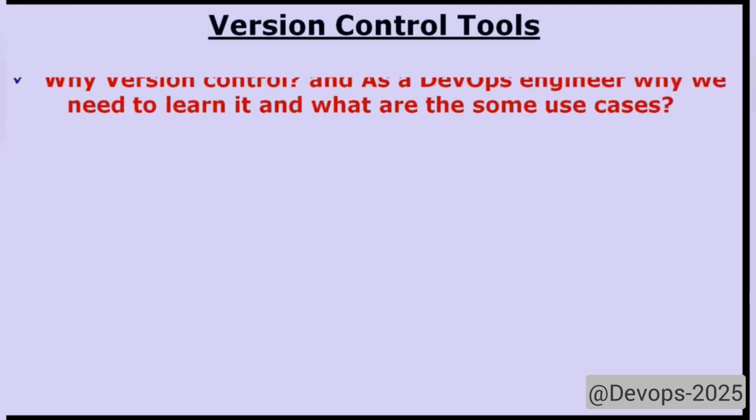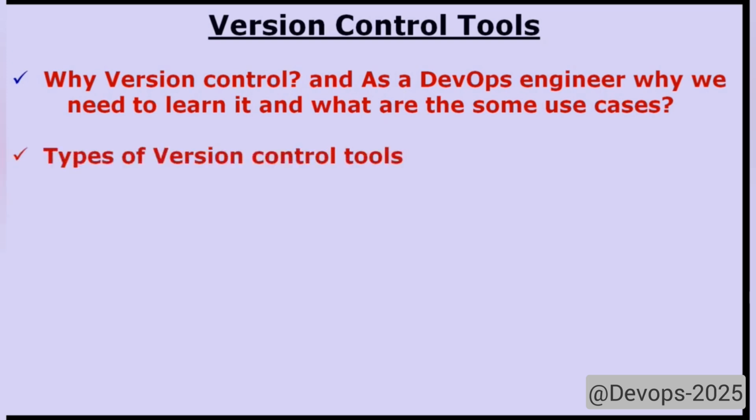In this tutorial, we will see what a version control system is, and then, as a DevOps engineer, why we need to learn this version control system and tools, and what some real-time use cases are where we can use it. Then we will see the types of version control tools available in the market. So that is how we can split up the whole session today.